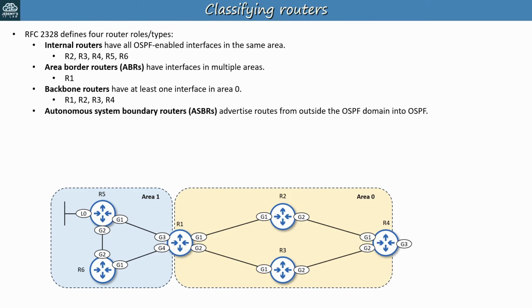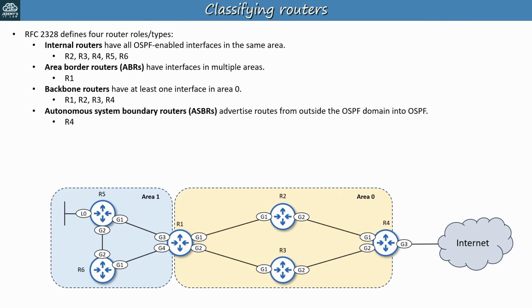Currently, we don't have any ASBRs, so let's add an internet connection to R4. R4 likely has a default route pointing to the internet, and it can advertise that route into the OSPF domain, making it an ASBR. Other examples include routers redistributing routes from another protocol, like EIGRP or BGP, into OSPF. Redistribution isn't on the ENCOR exam, so we won't cover it in this course, but it's definitely something you'll learn if you continue your studies beyond ENCOR.